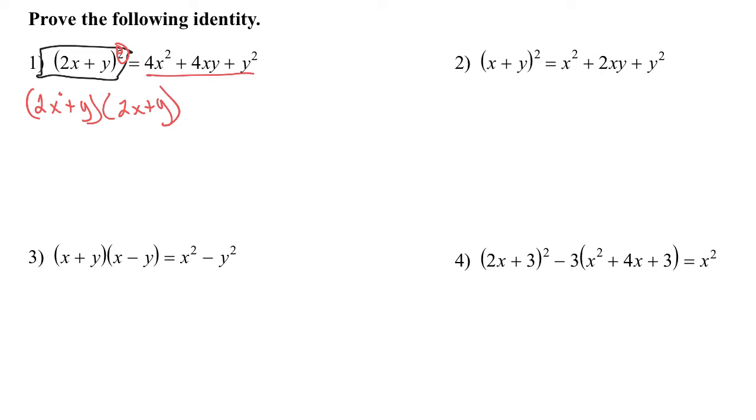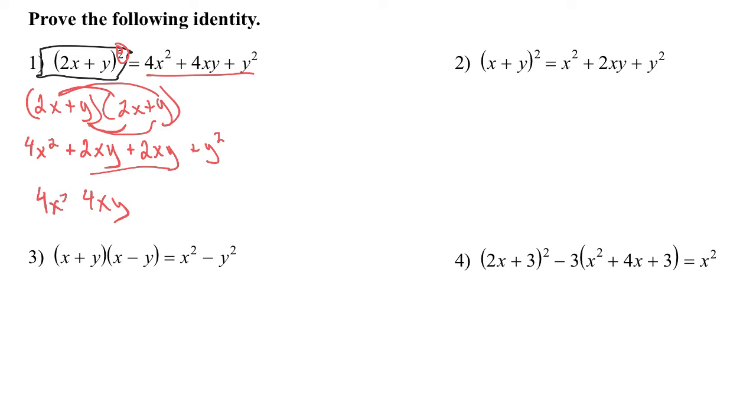true identity. So we have 2x times 2x, so 4x squared. 2x times the y is going to be plus 2xy. Then we're multiplying the y times the 2x, so we'll have another 2xy. When you multiply the different letters, you just stick them beside each other. Then we have y times y, it's going to be y squared. Then we have some like terms in the middle, so we'll have 2 plus 2 gives you 4xy.